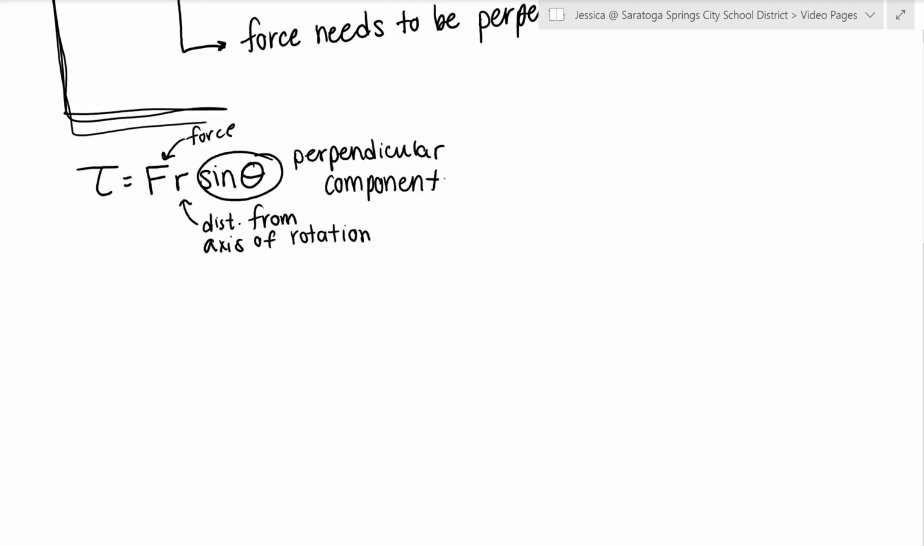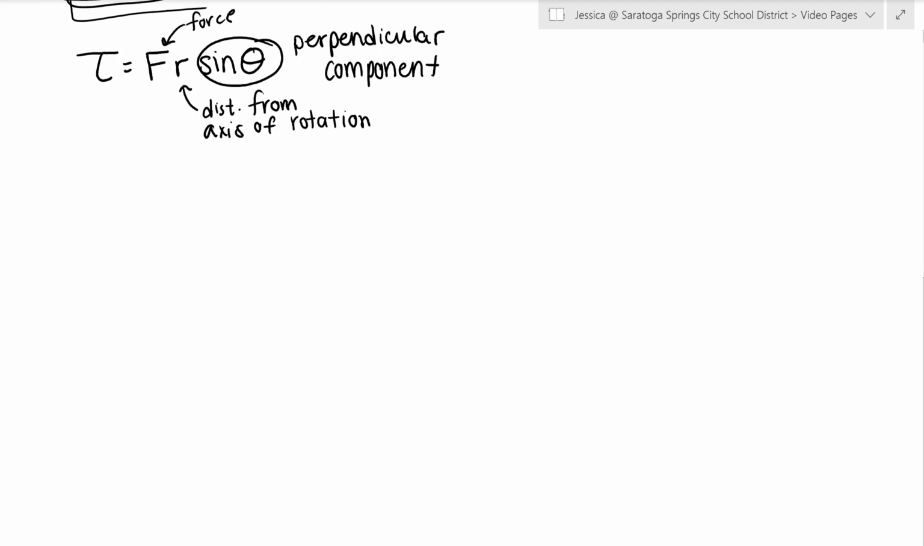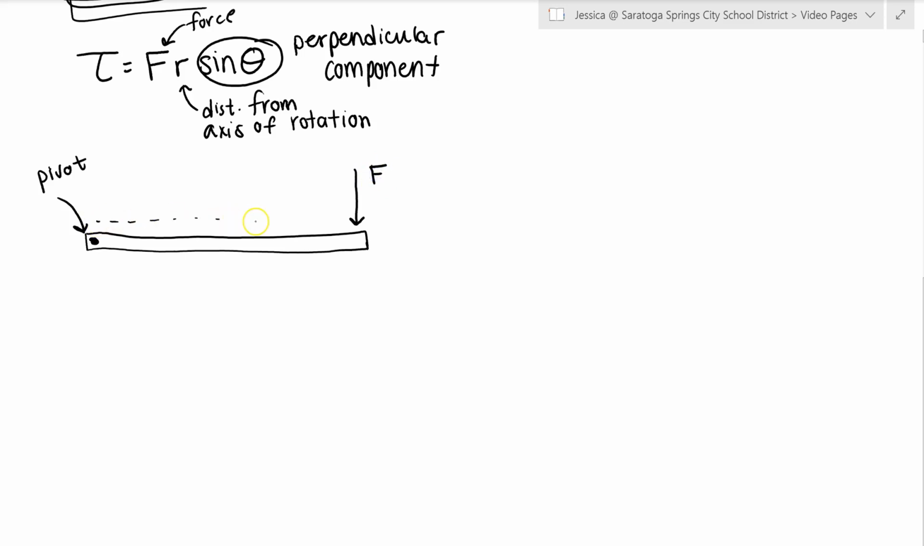Our most common kind of torque problem would be, let's say we have a bar, and the end of the bar is pivoted there. So that's what that dot is, a pivot. And I apply a force like this. That force is at a distance from my axis of rotation, R, and luckily it's already perpendicular to that lever arm. So I could say that the torque applied by that force F is just going to be FR.